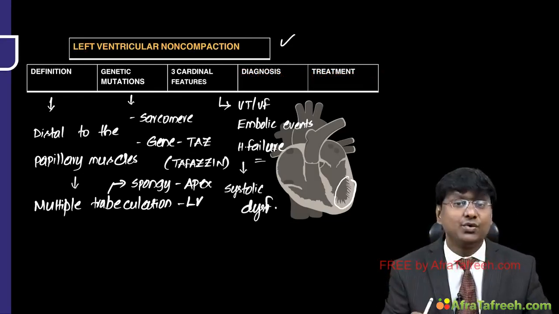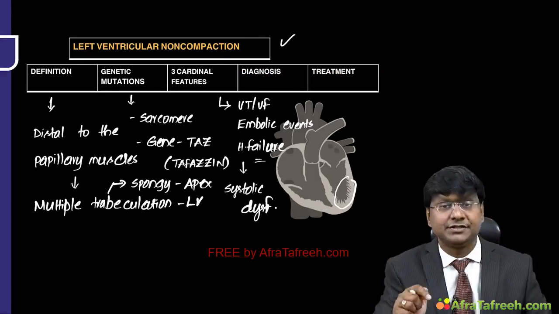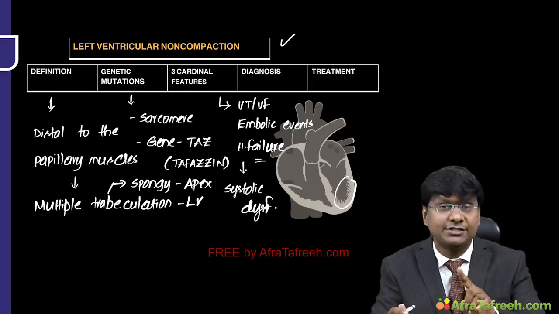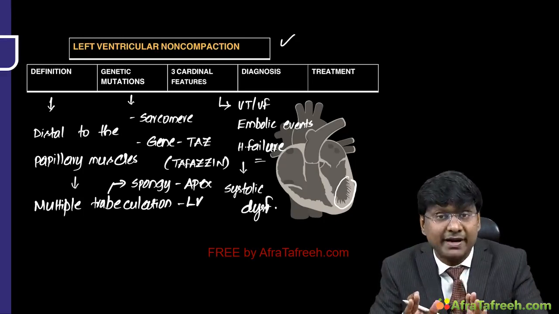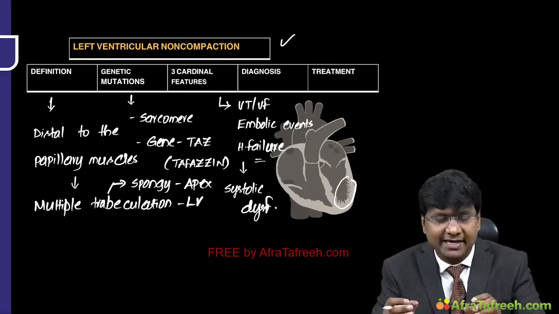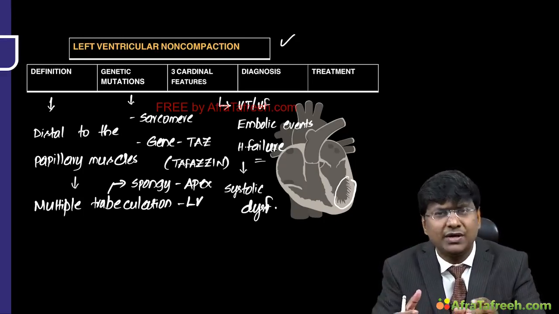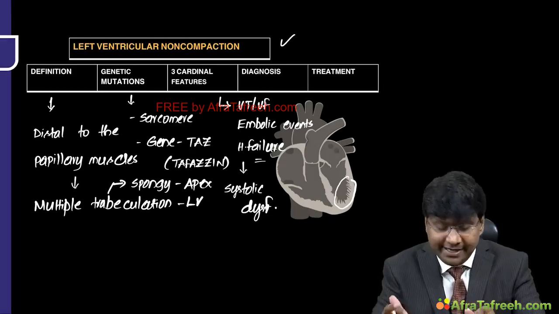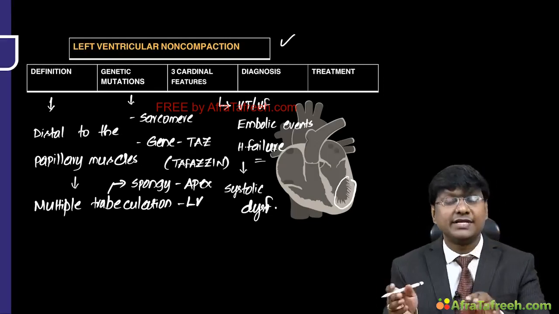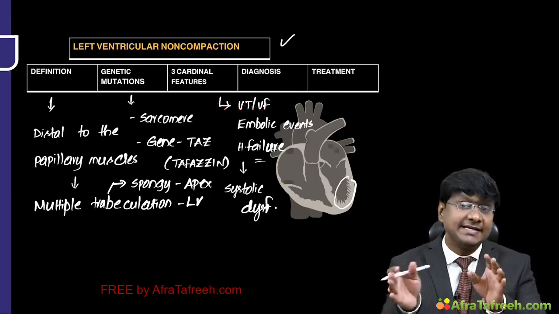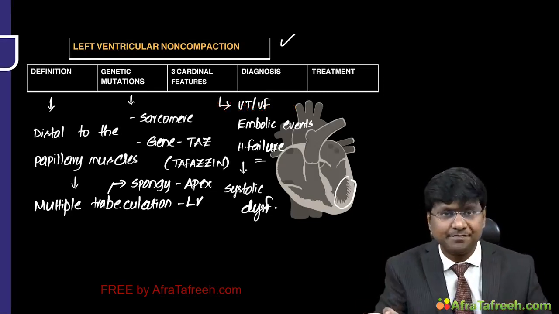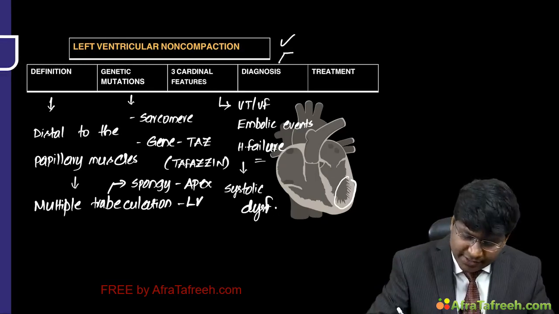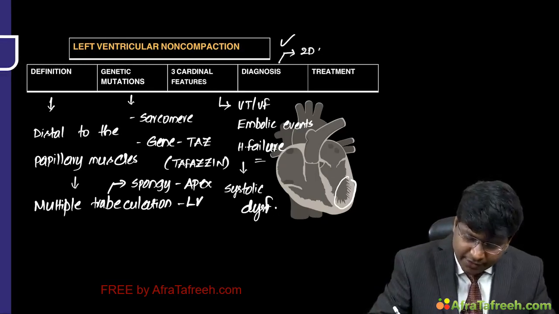Now, how will you diagnose this LV non-compaction? See, the diagnosis is made incidentally, like you have done a 2D echo as a routine analysis. The 2D echo is showing the trabeculations, right? Or it is being diagnosed in patients previously diagnosed with cardiomyopathy, right? So the diagnosis is mainly by your 2D echo.